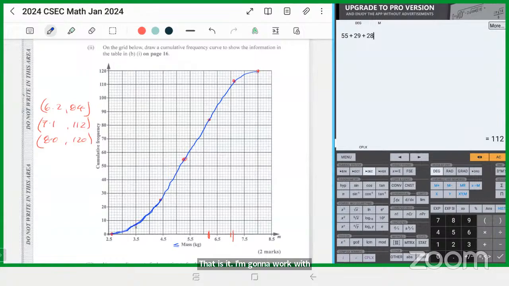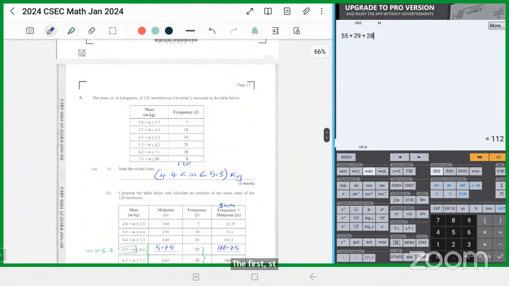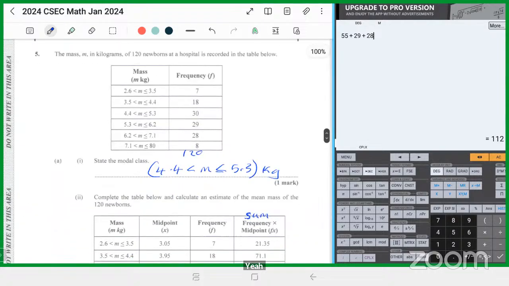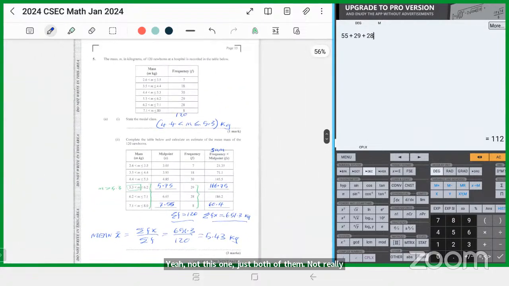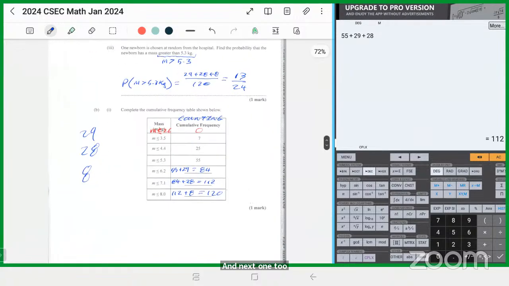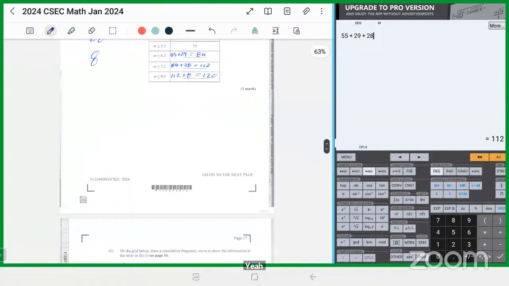So I can go back to the first table, please. The first table. Yeah. For the top. This one. Yeah. Not this one. Just both of them. Not only this one. This one. Yes, sir. And next one too. Yeah. All right. Yeah, that's better.